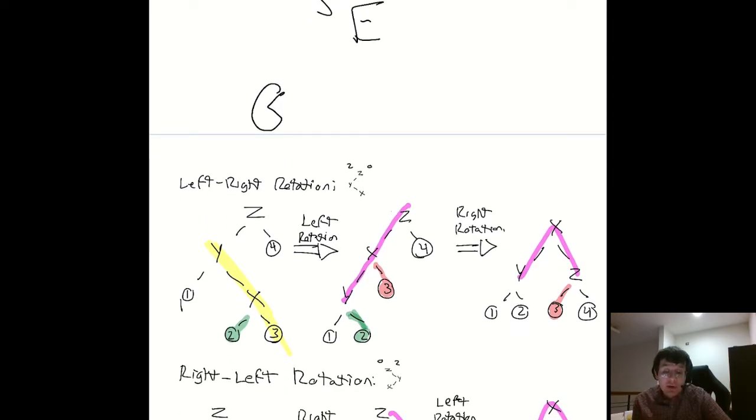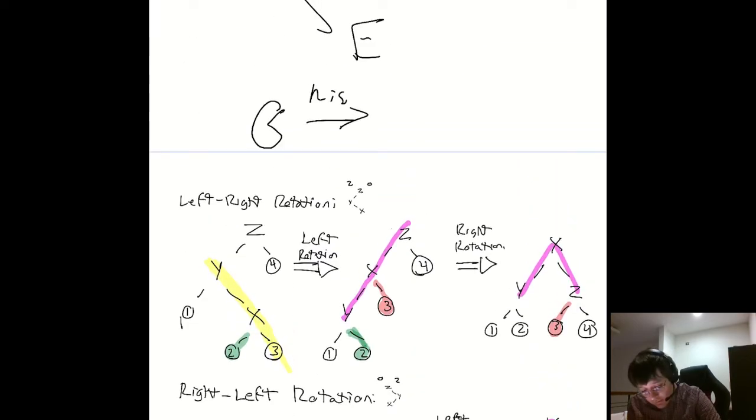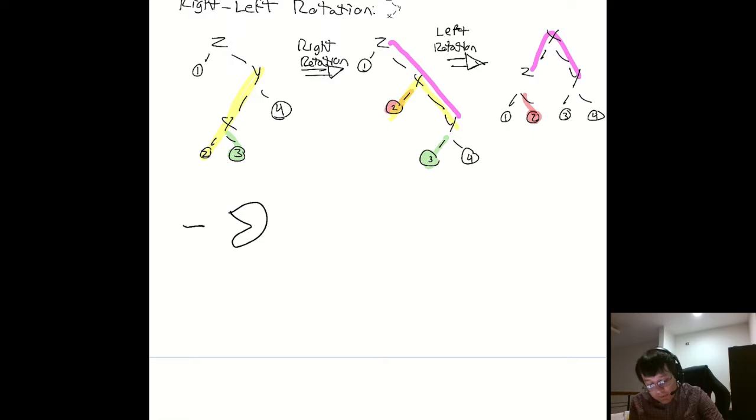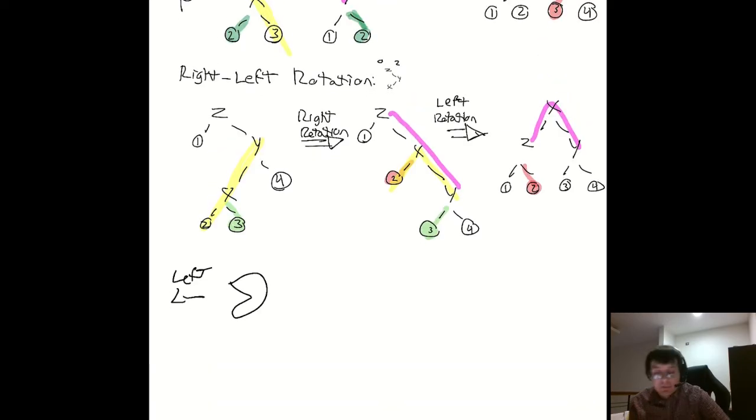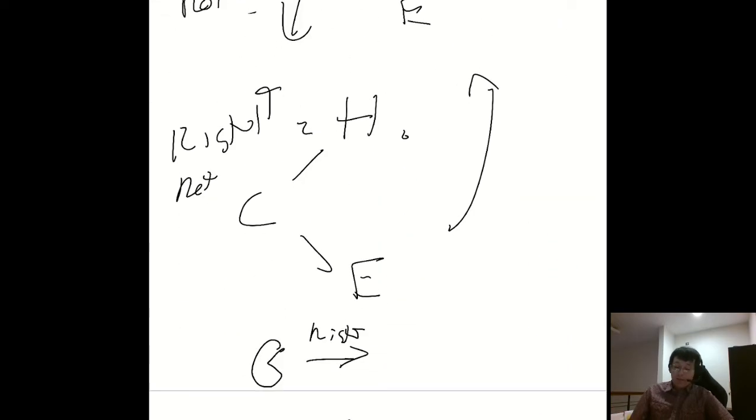So you do a left-right rotation when the Pac-Man is looking that way, so basically to the right, and when the Pac-Man is looking to the left, you do a right-left rotation. I don't know how you can remember that. Other than that, I don't know, there's probably a better memorization technique than that.